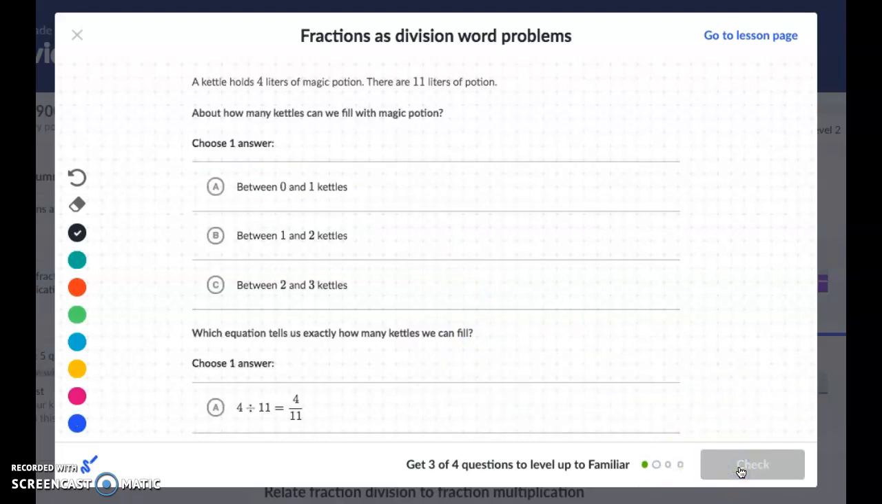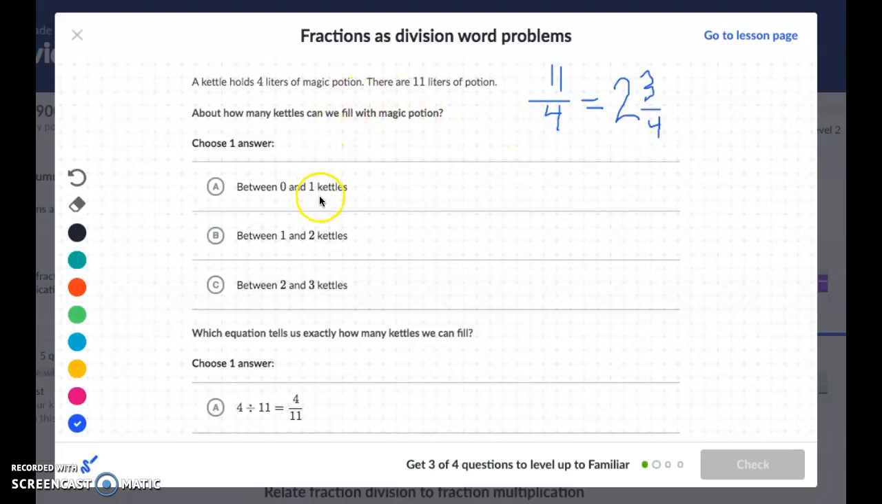A kettle holds 4 liters of magic potion. There are 11 liters of potion. About how many kettles can we fill with magic potion? So we're taking that 11 liters and dividing it into sections of 4 because each kettle holds 4. 4 fits into 11 2 times, and that would give me 8. And then 9, 10, 11, there would be 3 left over. So 2 3/4 kettles is what it's going to fill.